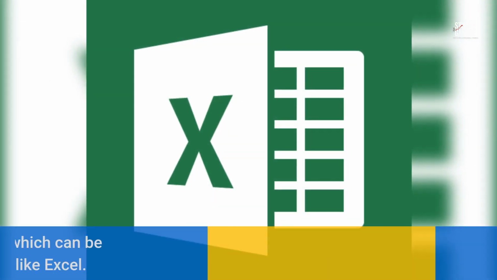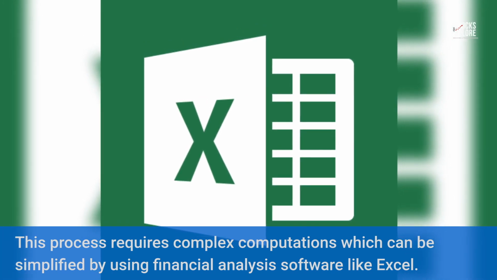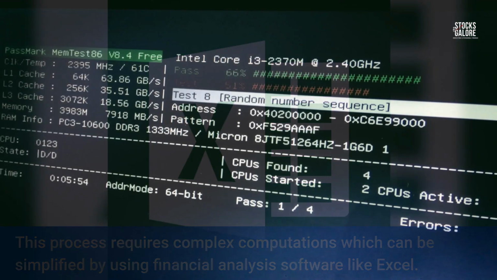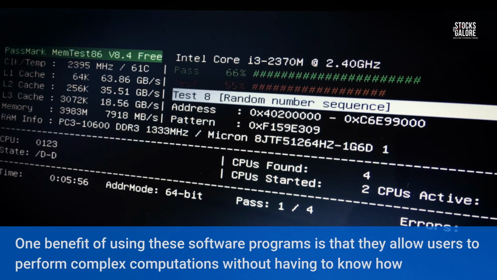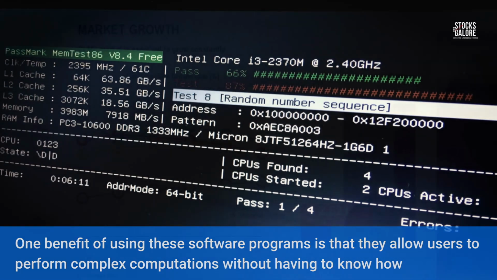This process requires complex computations, which can be simplified by using financial analysis software like Excel. One benefit of using these software programs is that they allow users to perform complex computations without having to know how, for example, calculating the weighted average cost of capital. Furthermore, these programs can analyze vast quantities of data at once, which allows for more efficient decision-making.